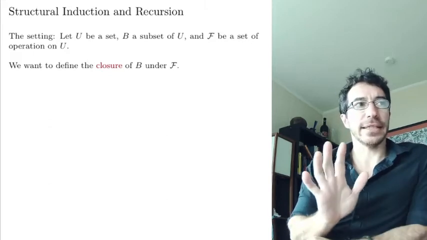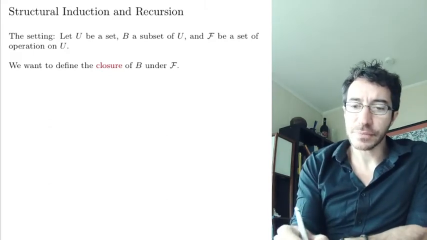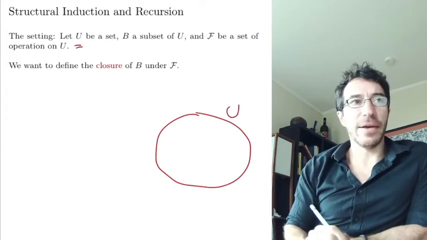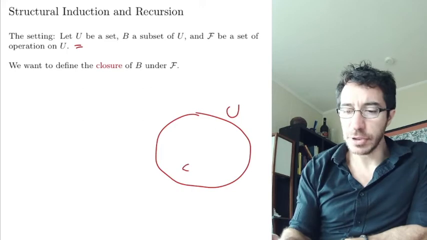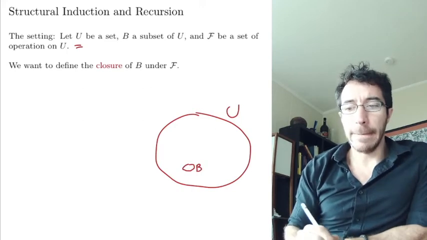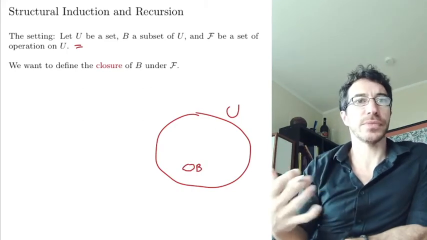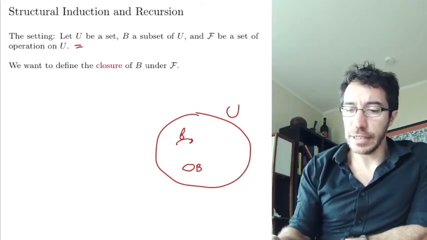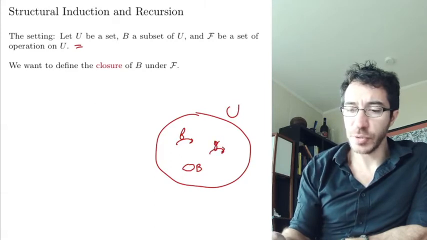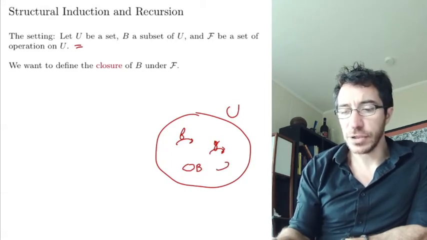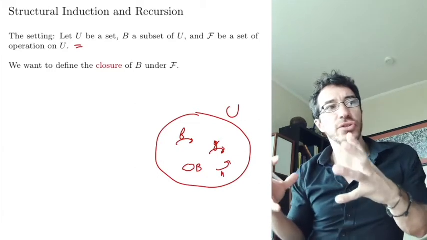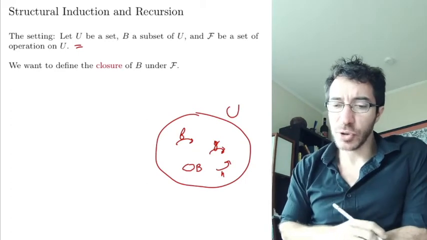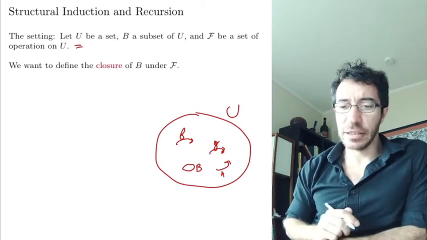So okay, here's the setting. The setting is that we have a set U. It's a big set. And we have inside the set U a small set B. And we have a bunch of operations that go from U to itself, and another operation G that goes from U to itself, maybe another one H. And these are operations that may take one element from U and go to another element of U, or they might take more than one.